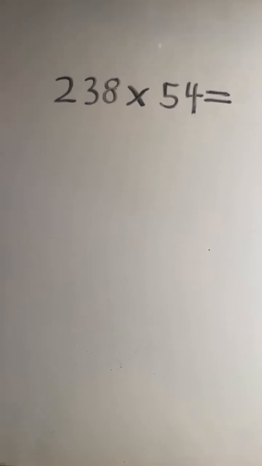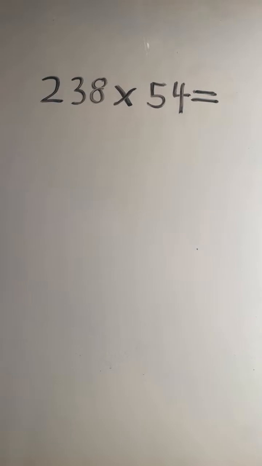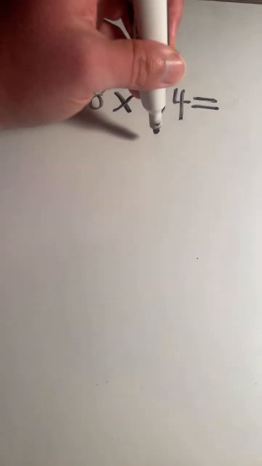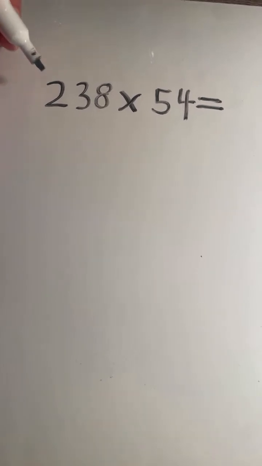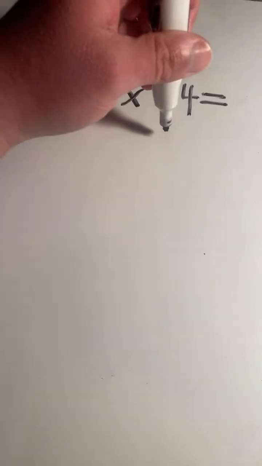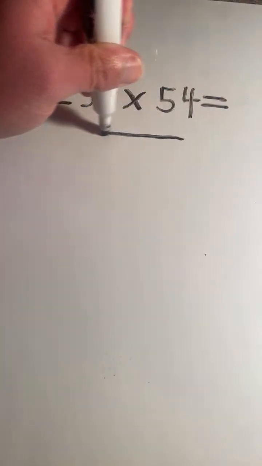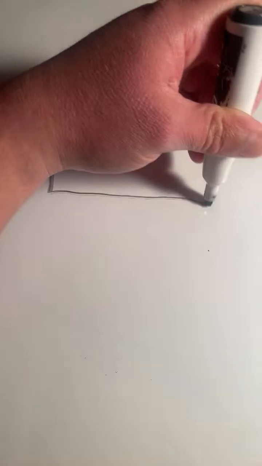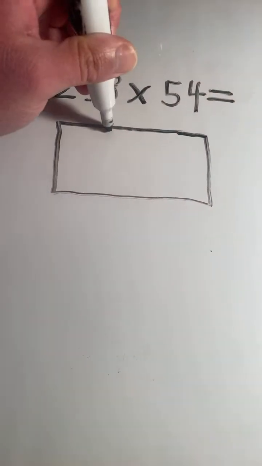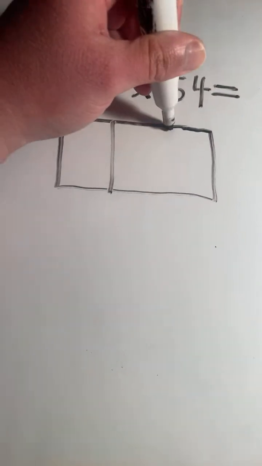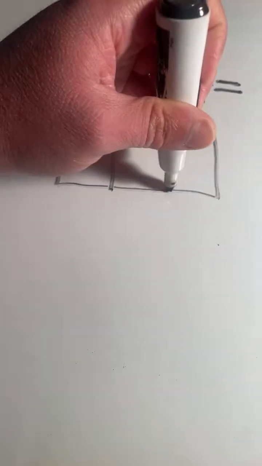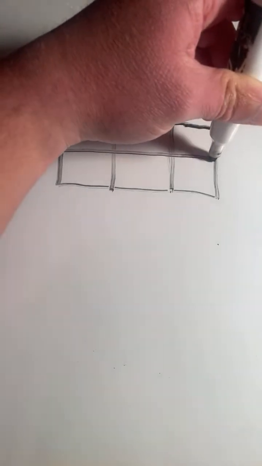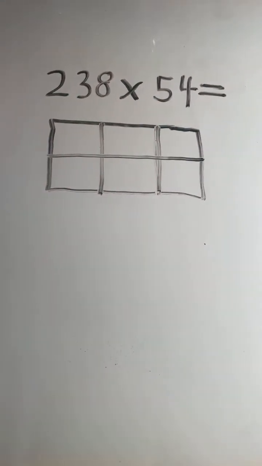So we have 238 times 54. Now for this one, you'll actually get to see me make the lattice model. Since this is 3-digit by 2-digit multiplication, I'm going to make a box that's 3 boxes by 2 boxes. This is how I'm going to set up the model. So I have 1, 2, 3. Three boxes going across, 2 boxes going down.